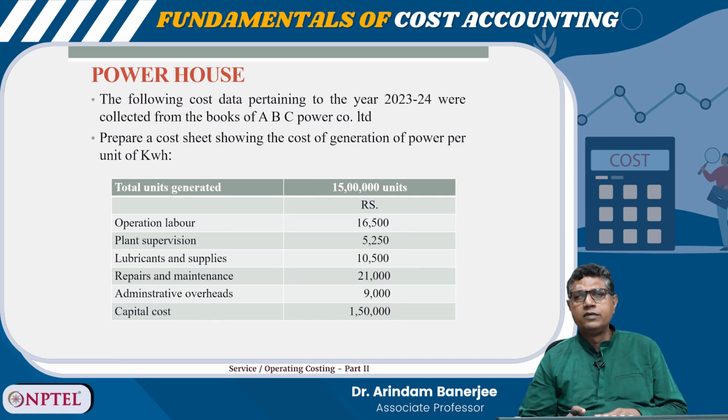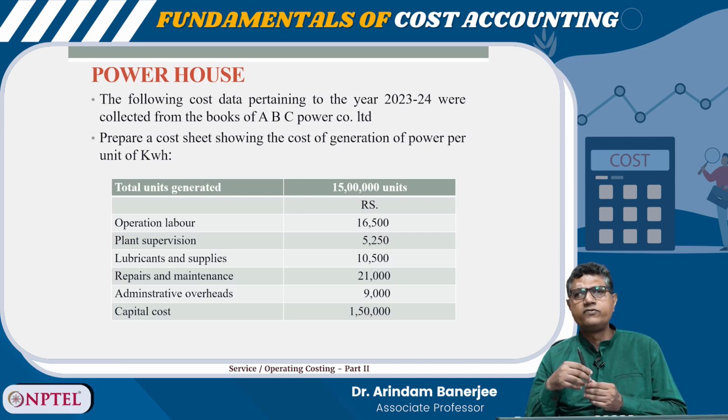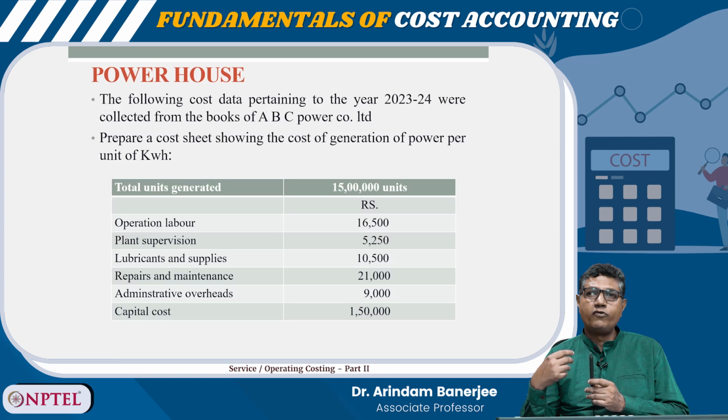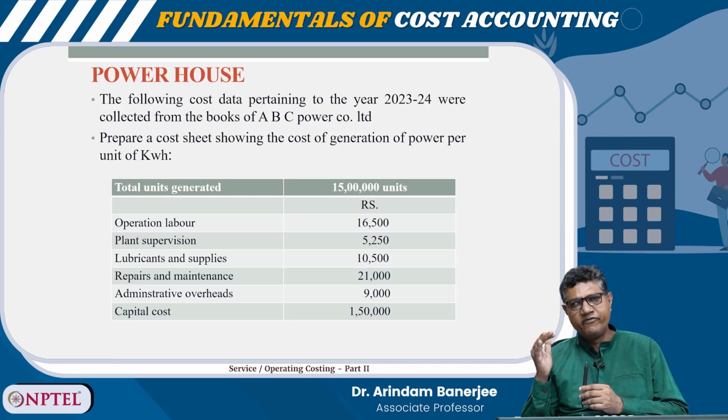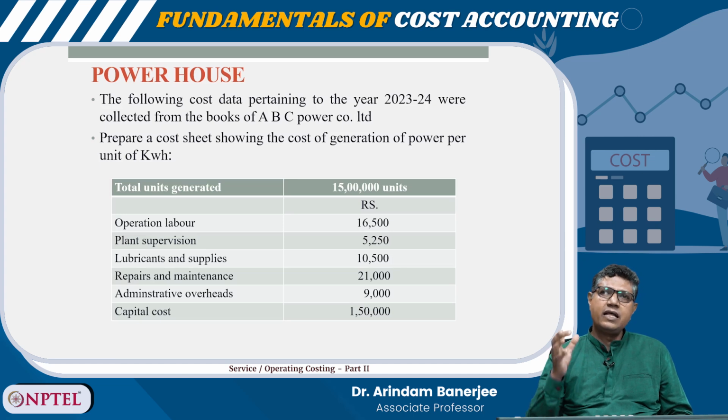Now, before going to the next problem, let's make a quick recap, right? So in a service industry, what is service costing? Service costing is used for the industry which is providing service, not the product. Like for example, electricity supply, then hospitality, hotels, then nursing homes, hospitals, etc. So in such a case, we segregate the cost into three parts: semi-variable cost, variable cost, and fixed cost, right?